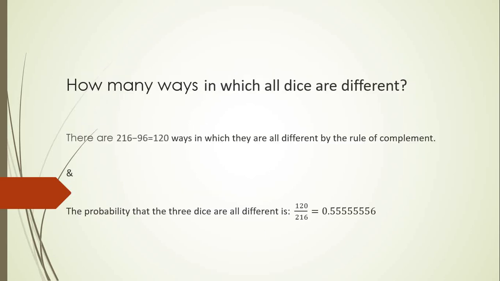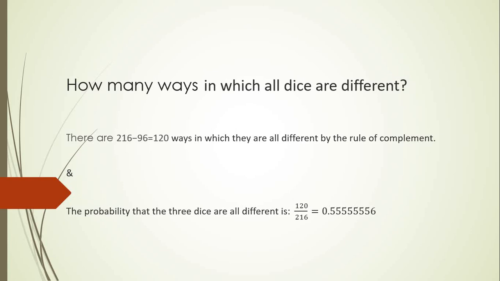And now let's use the rule of complement and find out in how many ways all the dice show different numbers. So they are 216, that's the total outcomes of rolling three dice, minus 96, that's the total ways in which at least two dice are the same, which gives me 120, and that's the total number of ways in which they are all different using the rule of complement.